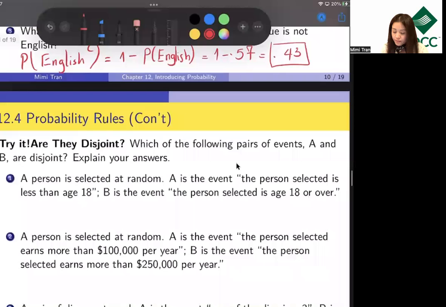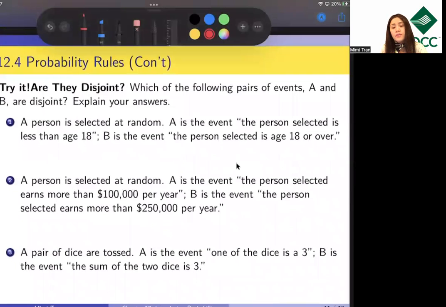All right, it's your turn. Maybe you want to pause the video a little bit and then try to answer these questions yourself. Which of the following pairs of events A and B are disjoint? Explain your answer.